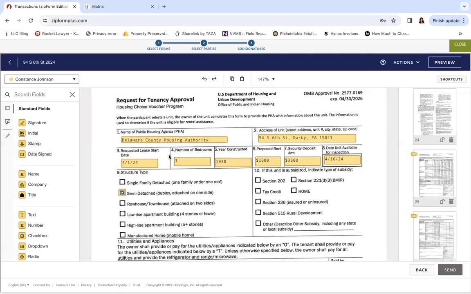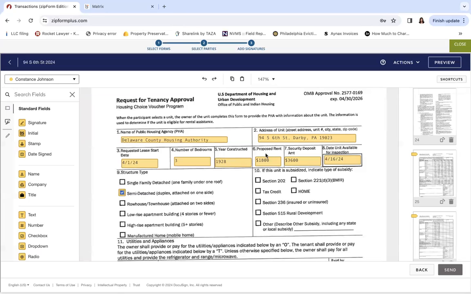Number four asks for the number of bedrooms. So in this example, there are 3 bedrooms. Number 5 is asking the year the property was constructed. You will need to know what year the property was built because it makes a difference on whether you have to have the lead-based paint disclosure or not.